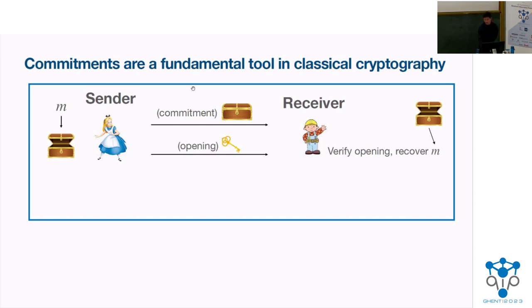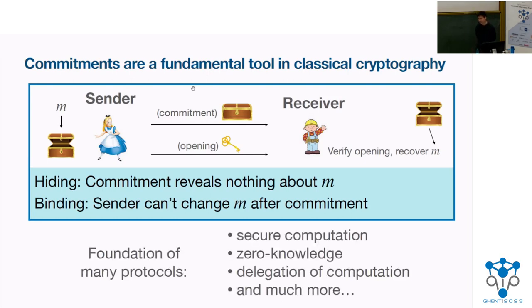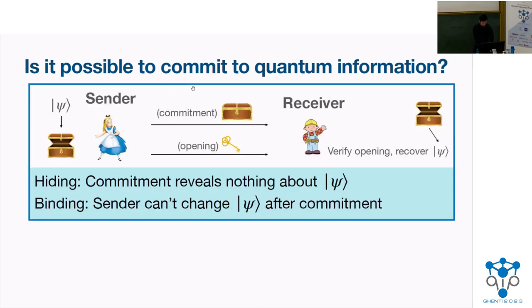And a commitment should satisfy two key properties, hiding and binding. Hiding says that the commitment reveals nothing about the message M, and binding says that the sender can't change their message after sending the commitment. And they're used in many places and at the foundation of many important protocols. So in this work, we ask the question, is it possible to commit to quantum information? So what I'm asking for is the exact same functionality, but instead of committing to a classical message M, we're committing to a quantum state psi.